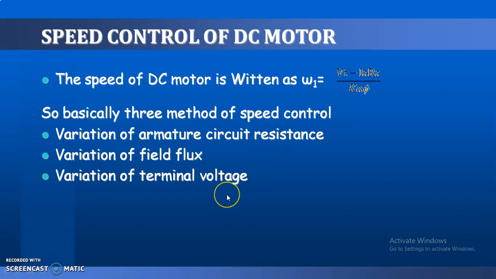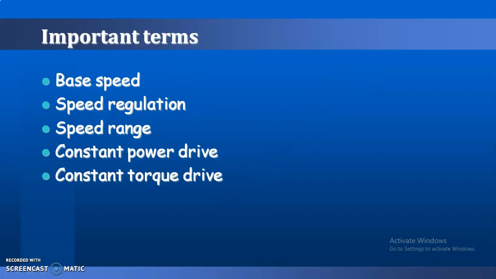Before we start the speed control of DC motor, we have to know 5 basic important terms that are very important in case of speed control of DC motor. The 5 terms are base speed, speed regulation, speed range, constant power drive, constant torque drive. So what is base speed? Base speed is the nameplate speed. It is the speed at rated armature terminal voltage and rated field current.